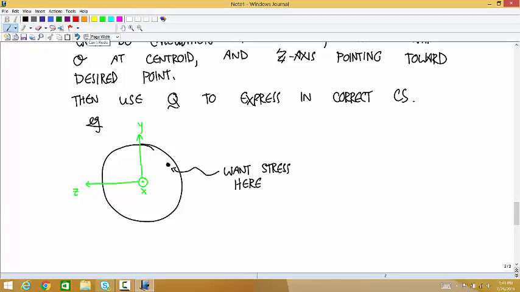Then we're going to use that formula in a temporary coordinate system with the capital Z-axis that way, the capital X-axis is still the same, and the Y-axis then has to be like this, the capital Y-axis.